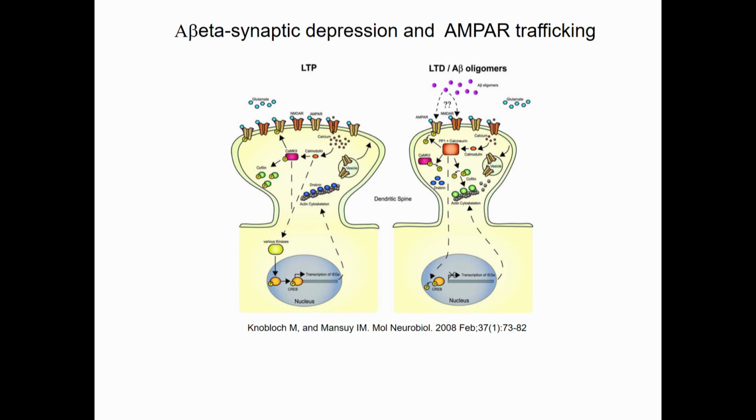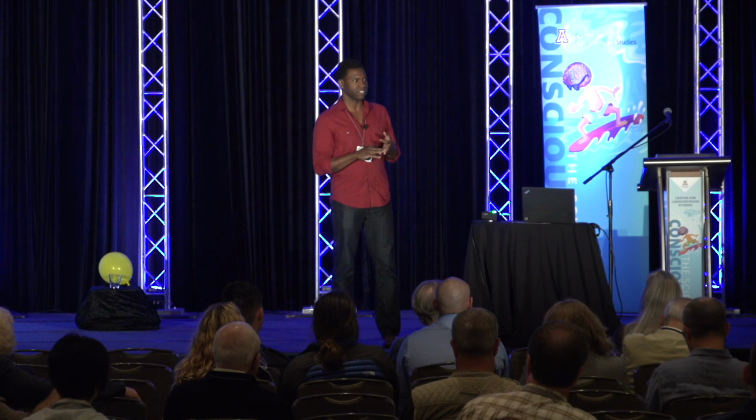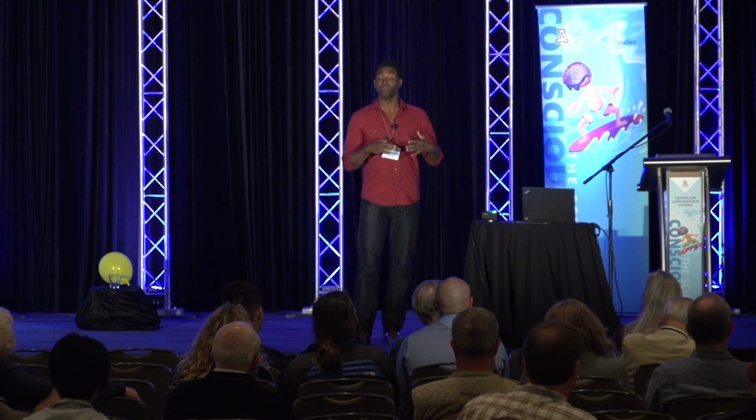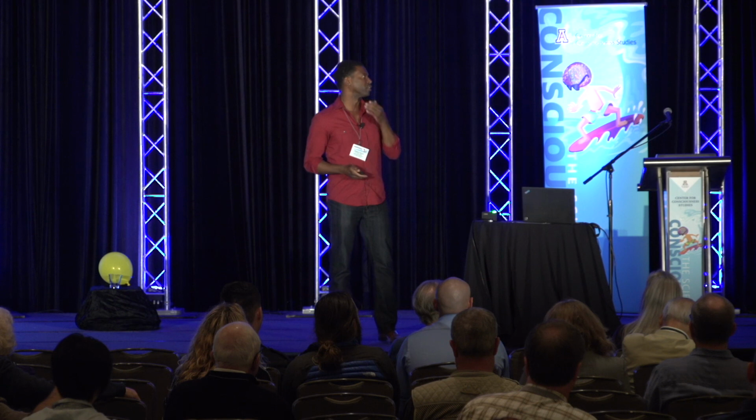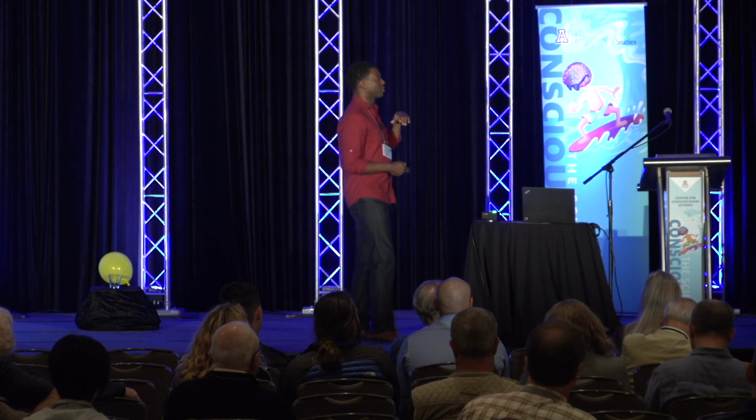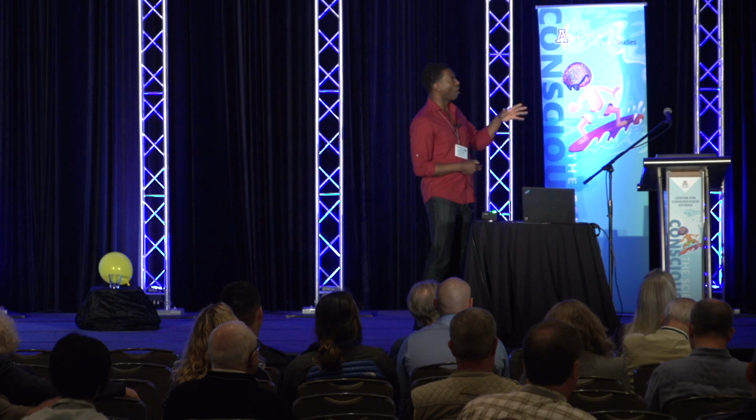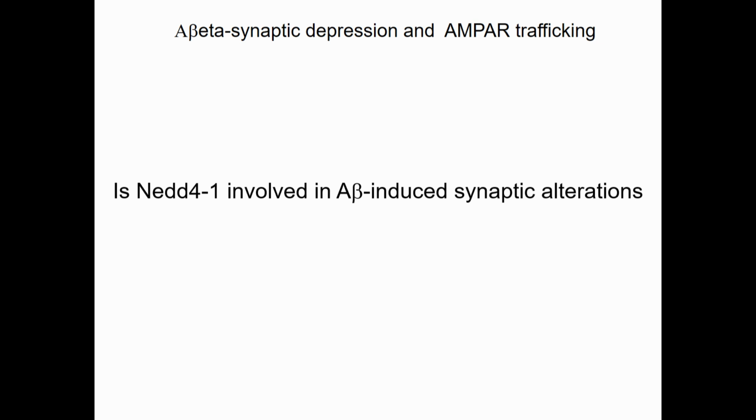We always think about an aspect of our work with relation to disease, because most neurodegenerative diseases, if you've never thought about it before, are actually diseases of altered protein homeostasis. And that goes for Alzheimer's disease, Parkinson's disease, Huntington's disease. These are all, at some level, diseases of altered protein homeostasis. So we asked a very simple question about this ligase, whether or not it was involved in A-beta-induced synaptic depression.